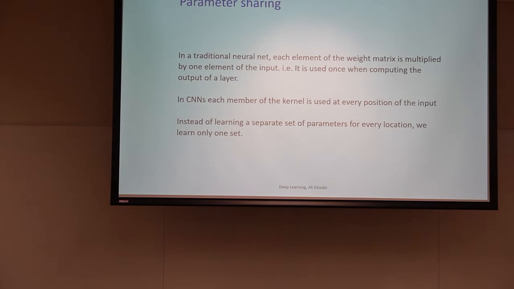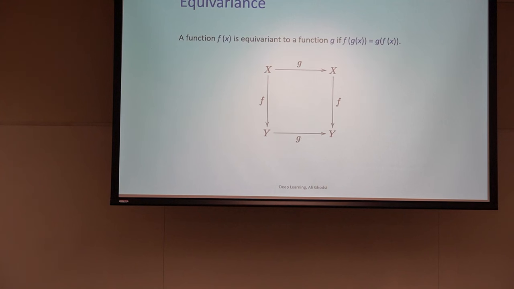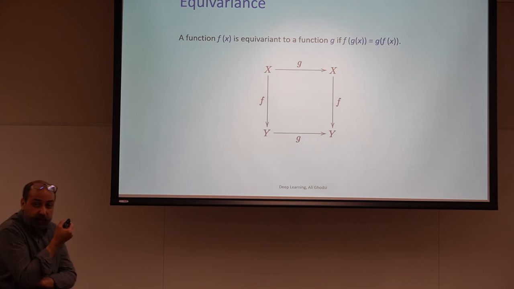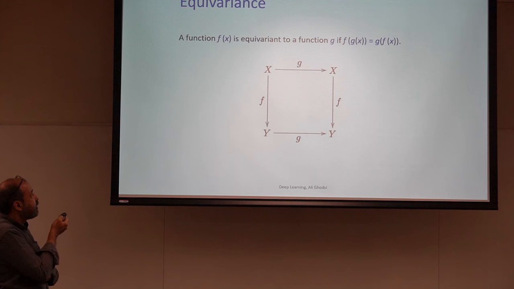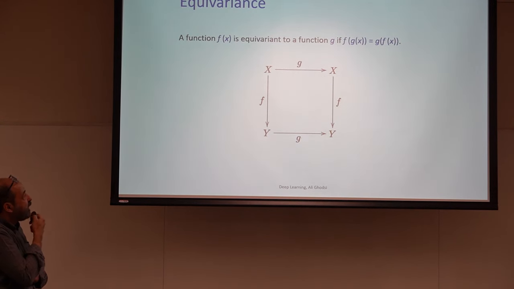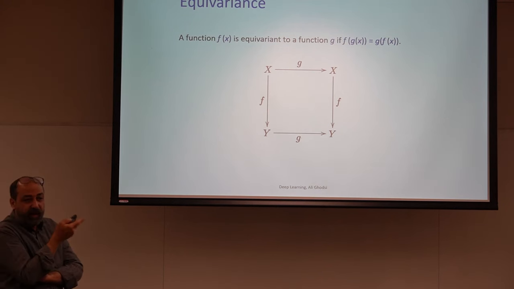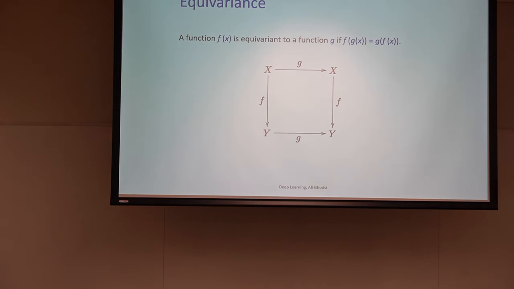And we share parameters. Okay, something important here is a property. This is the definition of equivariance for functions f and g. If f of g of x is g of f of x, then you would say that f is equivariant to g.